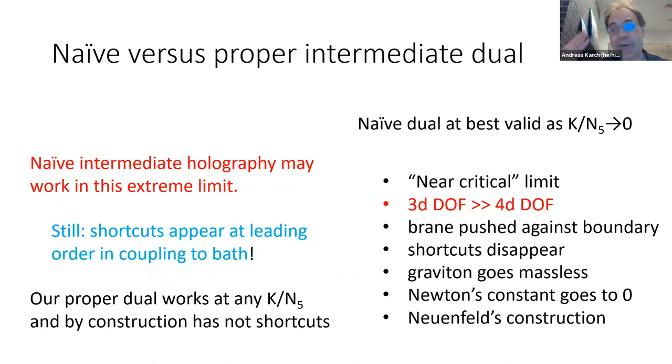But again, our construction just works. Our construction works for any value of k and N5. We don't have shortcuts. One way of solving the problem is by sidestepping it and instead defining this different version of the intermediate picture, which has a good top-down embedding from the very get-go for any value of k and N5.